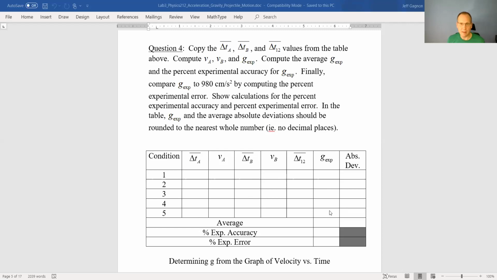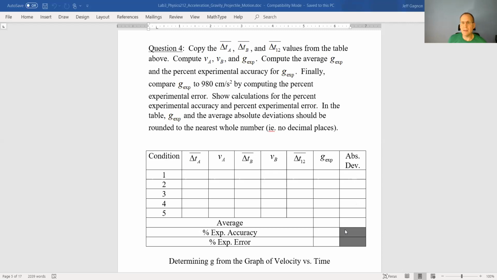Now, they won't be exactly the same. It's an experiment. There's going to be some variability. So I want you to compute the average. So this is question 4. Compute the average g. Again, round to the nearest whole number, so no decimal places. And then compute the percent experimental accuracy. So I gave you this other column so you can find all the absolute deviations.